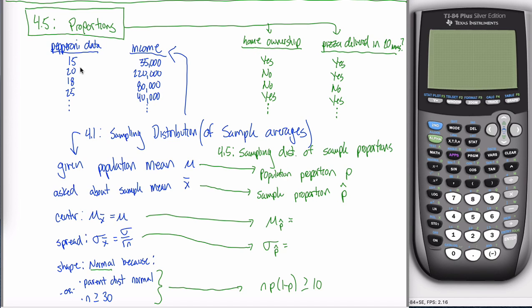So instead of thinking about it as the average number of, for example, pepperoni on a pizza, we might think about it as the proportion of people who own their home, for example.